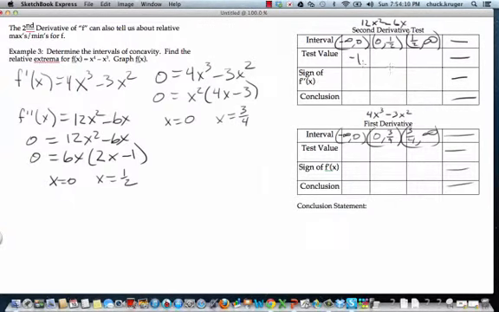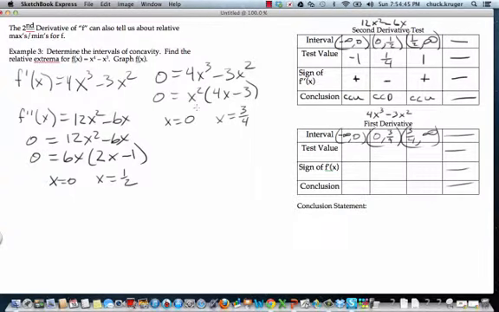I'm going to pick negative 1, I'm going to pick 1/4, and I'm going to pick 1. When I pick negative 1, I'm going to get positive, and so it means f is concave up. That's all I'm going to write down here this time. When I put in 1/4, I'm going to get 12/16 minus 6/4, which is going to be negative, so I'm concave down. And if I put 1 in there, I get 12 minus 6, which is going to be positive, so I'm concave up.